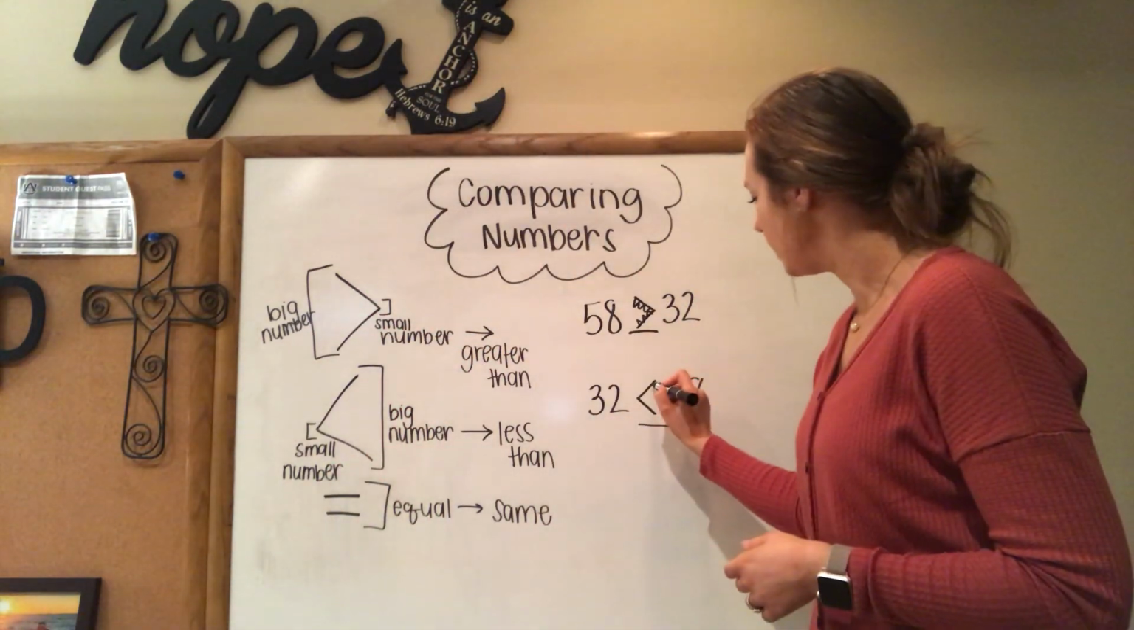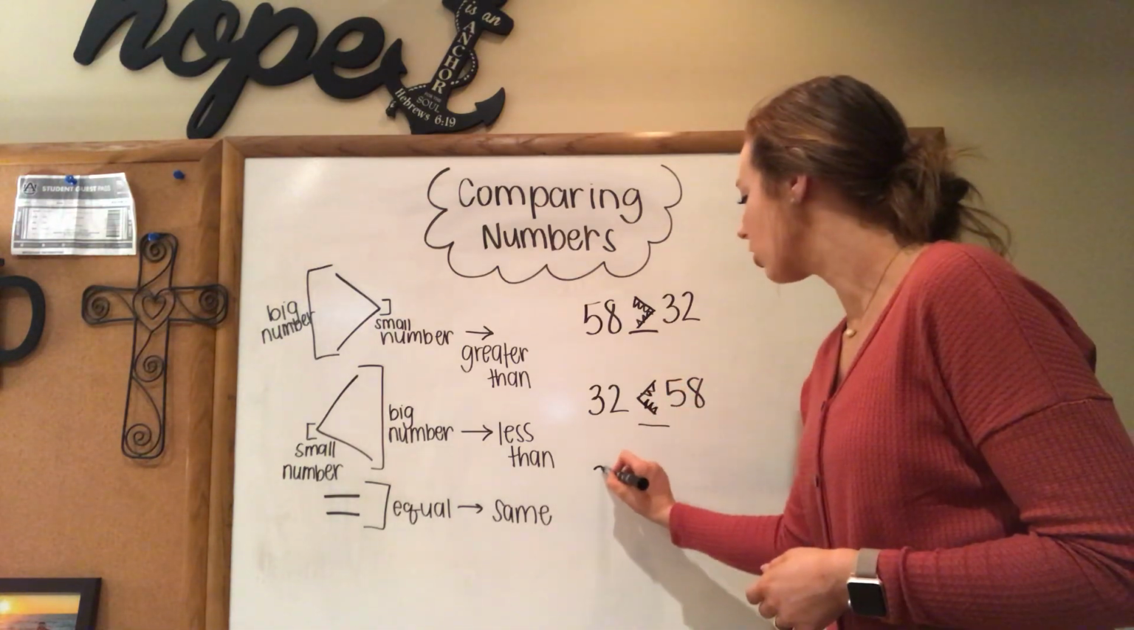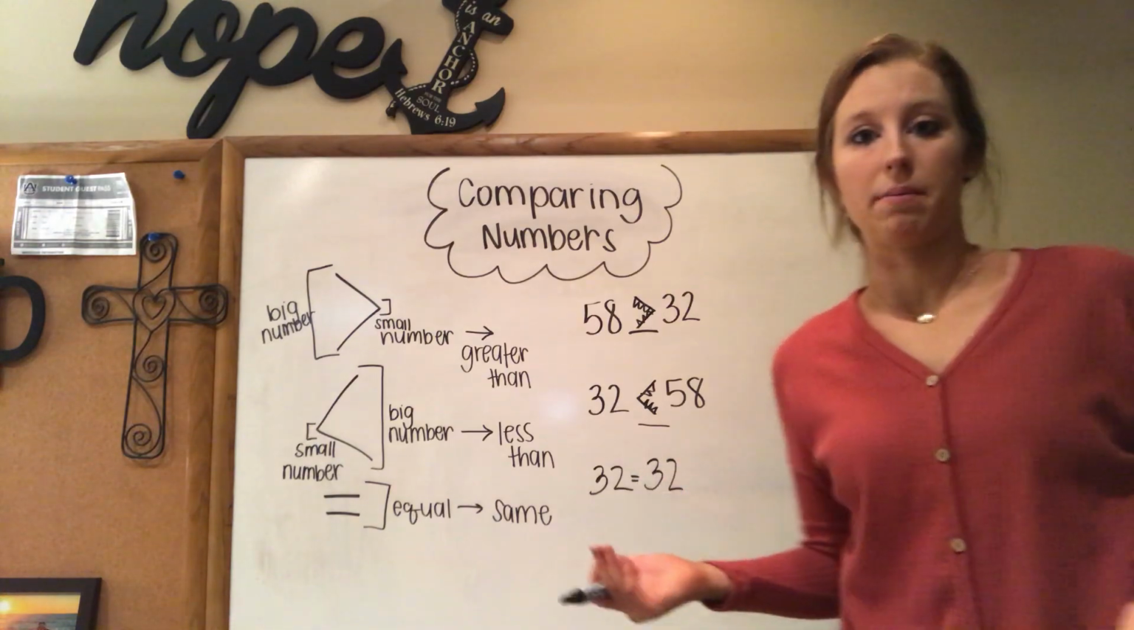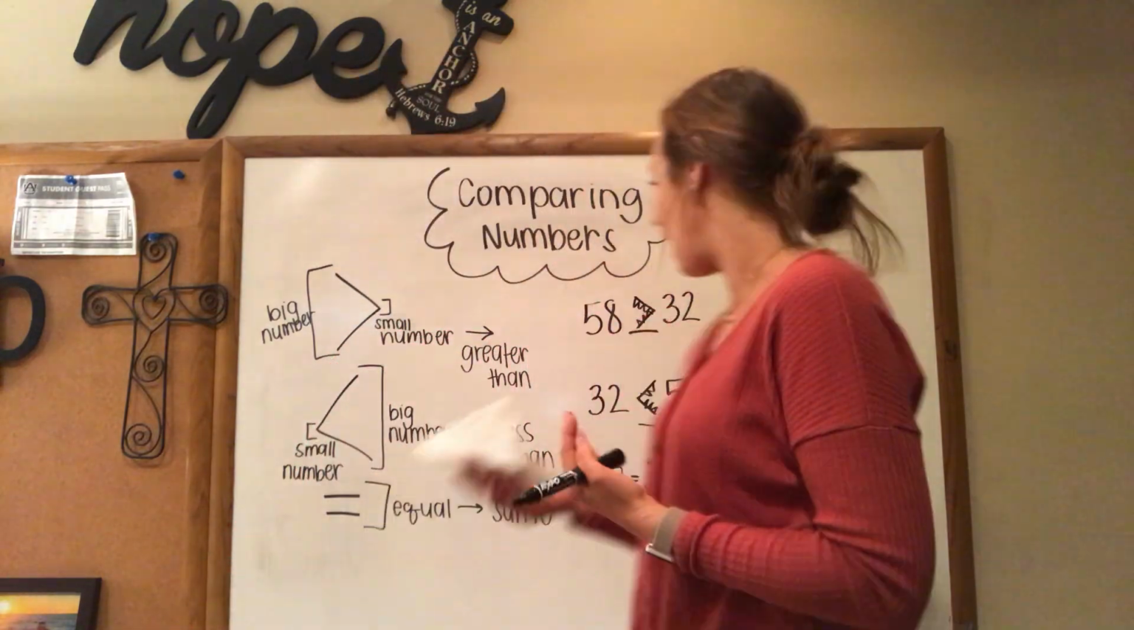So we put the teeth over here because the alligator is eating the bigger number. And then we would say 32 is equal to 32. It's the same as. So we've talked about the equal sign meaning the same as.